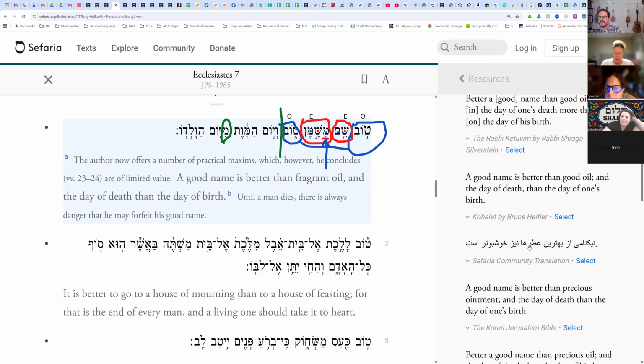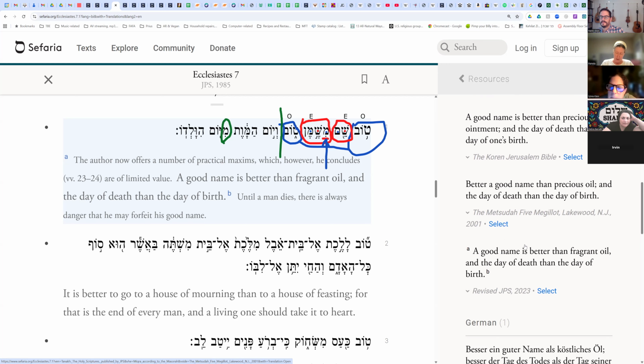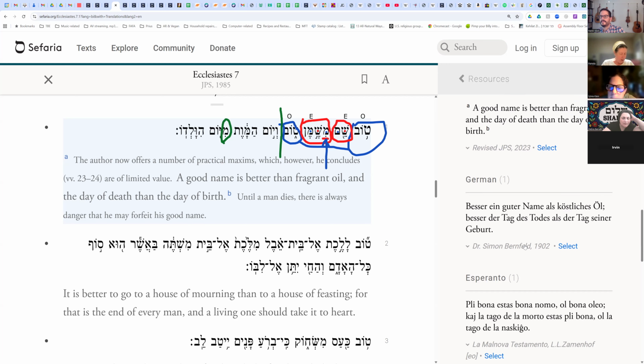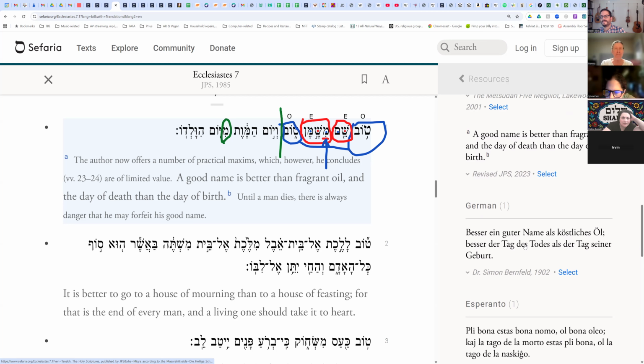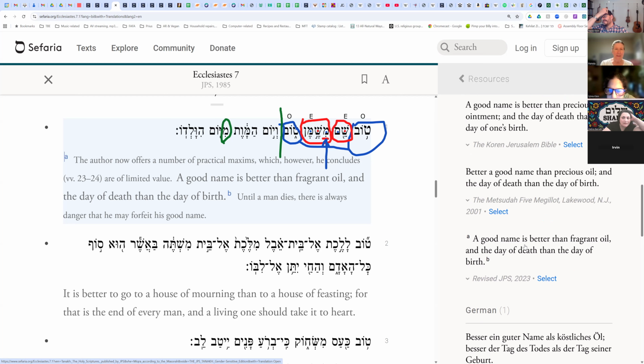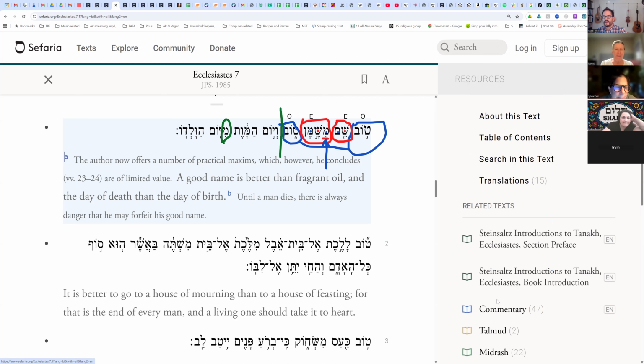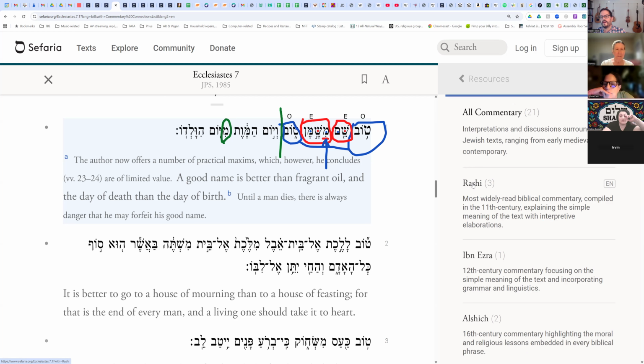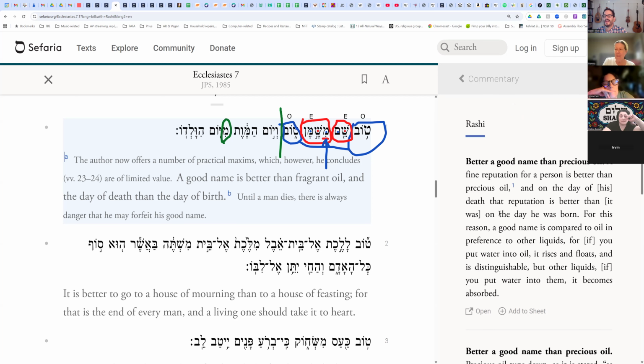Look at this translation. I've never seen this one. A fine reputation will preserve a deceased person's memory more effectively than precious oil will preserve his body. Oh, embalming oil. That's a lot of interpretation. My guess is that it's built on Rashi or some other commentator because the idea of it being embalming oil sounds Rashi-esque. But I have not heard that. So let's see what he says.